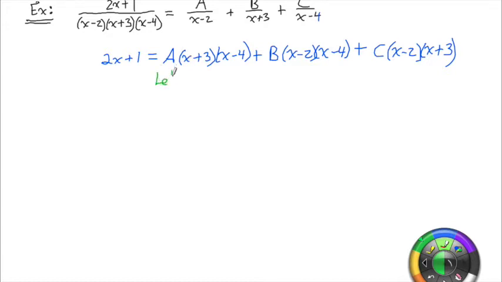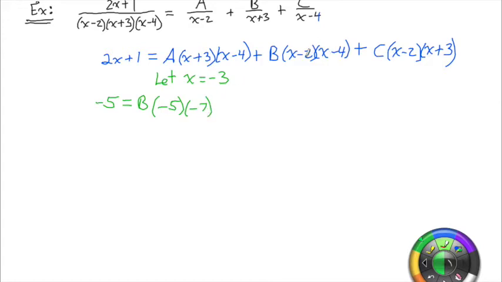So if I let x equal, let's say, -3, then what's going to happen is wherever there's an x plus 3, that term is going to turn into 0. So it kills this entire c term, and it kills the entire a term, but it leaves behind just the b when x is equal to -3. So if x is equal to -3, you're going to get 2 times -3, which is -6, plus 1, which is -5, is equal to b times -5 times -7.